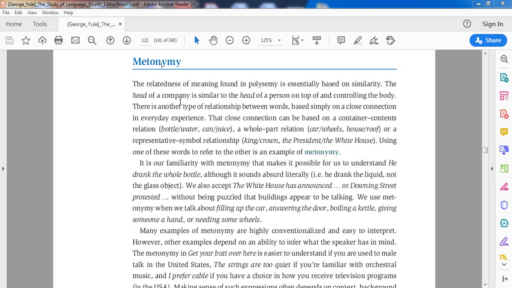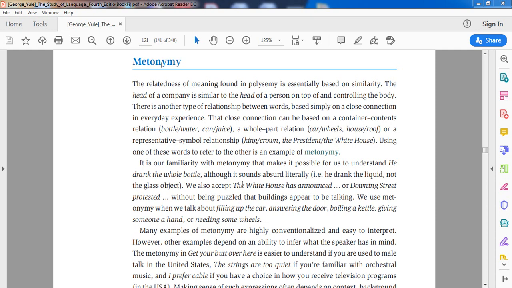For example, we have another example. When I say he drank the whole bottle, it's a piece of glass object. So how could he drink that bottle? Actually, he drank what's in the bottle, the liquid inside that bottle. So instead of saying he drank the liquid inside the bottle, we simply say he drank the whole bottle.